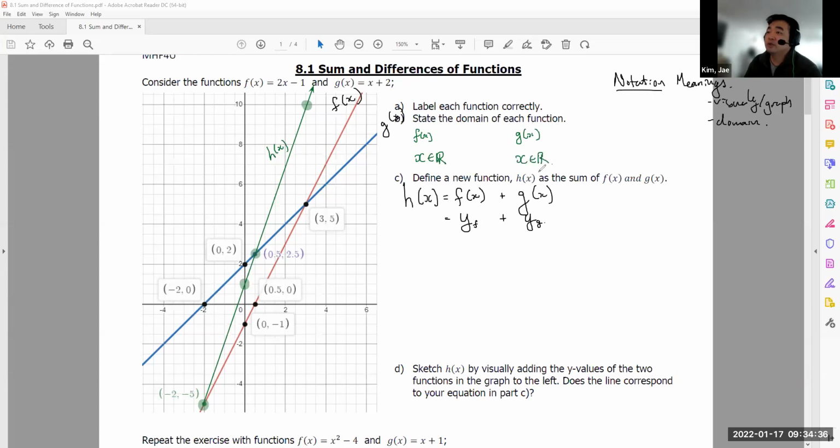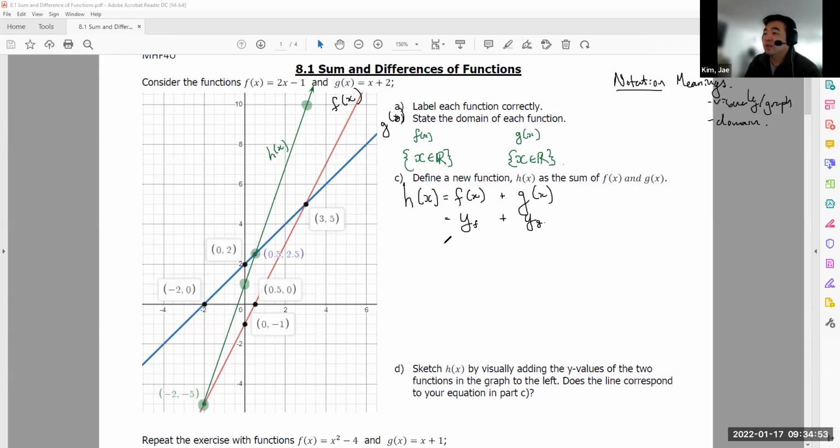X belongs to any real numbers. So let me add squiggly brackets, and we're done. Sketch h of x by visually adding the y values of the two functions in the graphs to the left. Does the line correspond to your equation in part C?